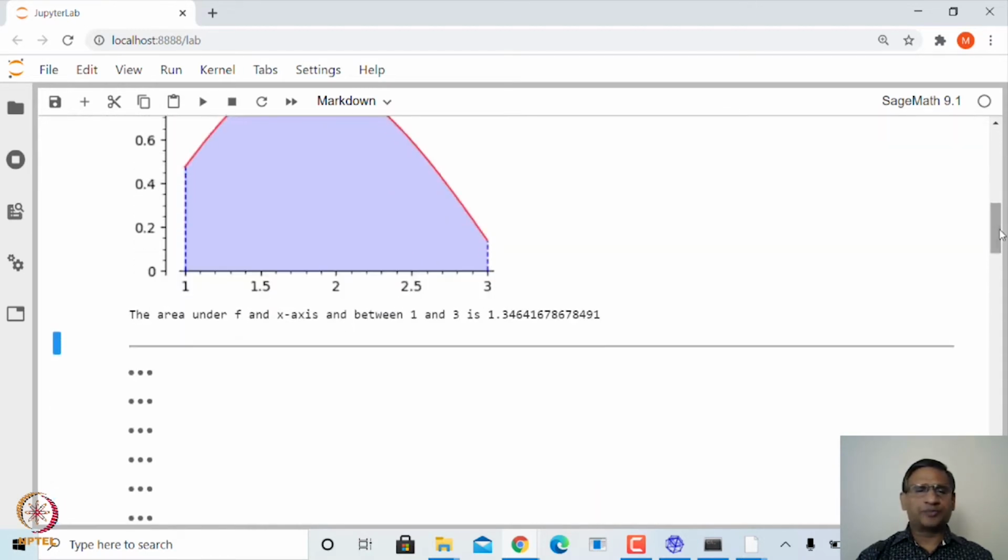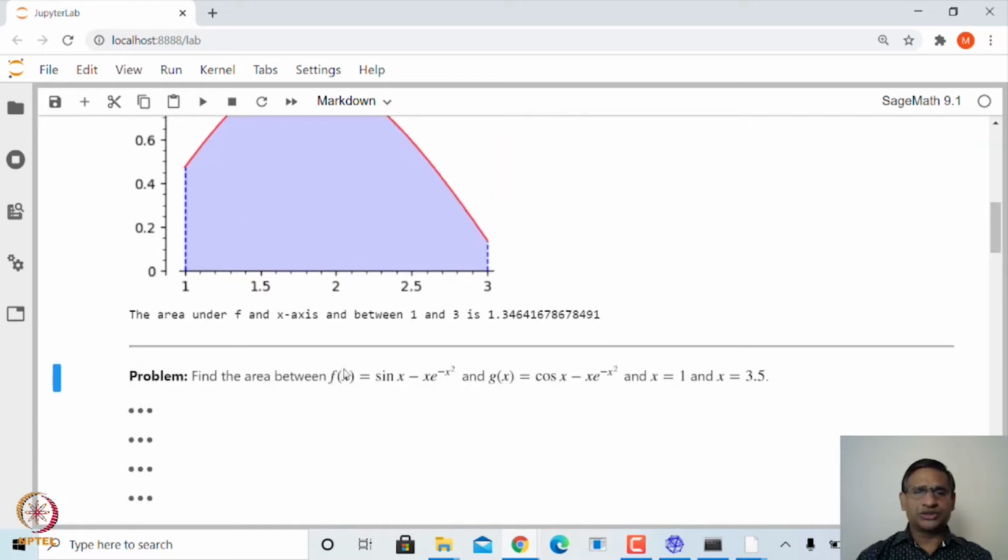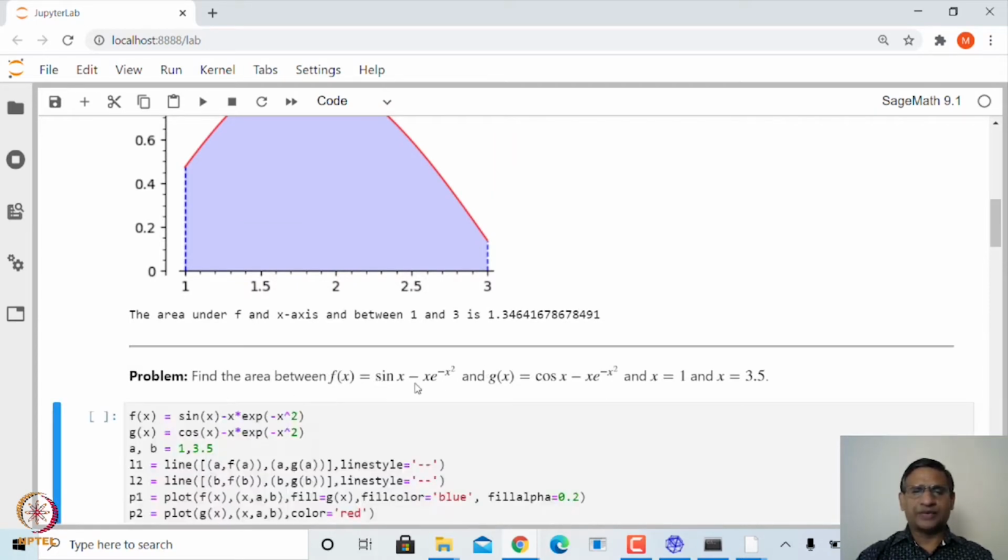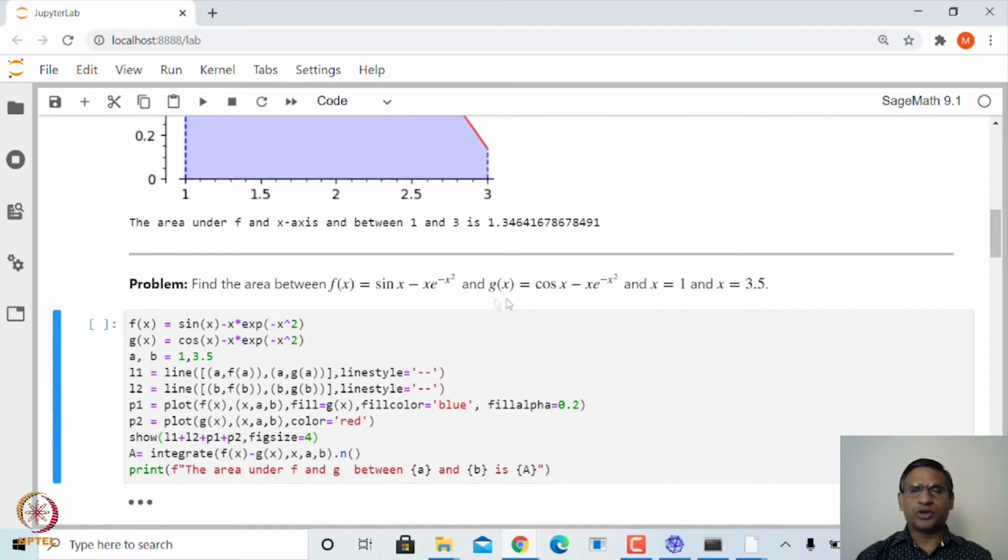Similarly, if you have to find area between two curves, say for example, we want to find the area between the curve f(x) equal to sin x minus x into e to the power minus x square and g(x) equal to cos x minus x into e to the power minus x square, again between 1 and 3.5. Then again you can do the same thing. If you try to plot graph of these two functions, it may happen that one function lies above the other function. So, in that case you can simply take the difference of the two functions and find the area.